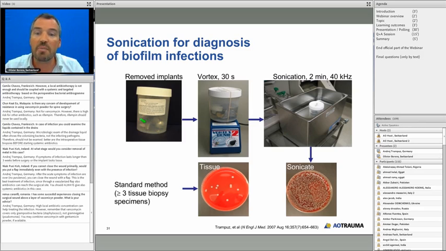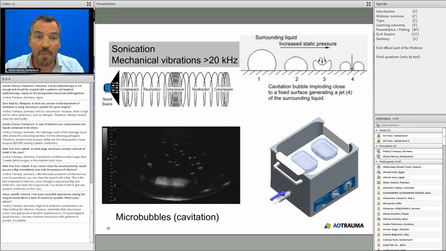We put it in one of these plastic boxes, which we first vortex, which means we're just mixing it after the implant has been covered with saline. Then we put it in this sonication machine and sonicate for 2 minutes. Here you can see on the left side, in the same patient, only with the standard method with tissue, and here after sonication, how much better our chances are of finding the germ and making the diagnosis. Dr. Trampers has published widely on this, and he has shown that our chances of making the diagnosis are much better.